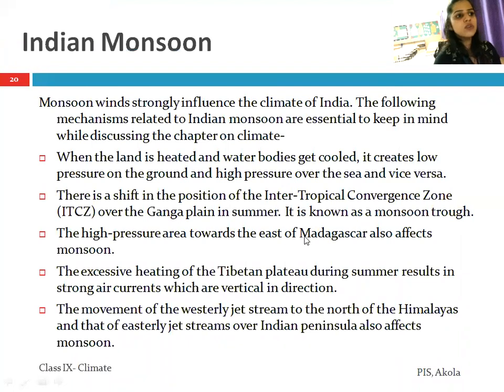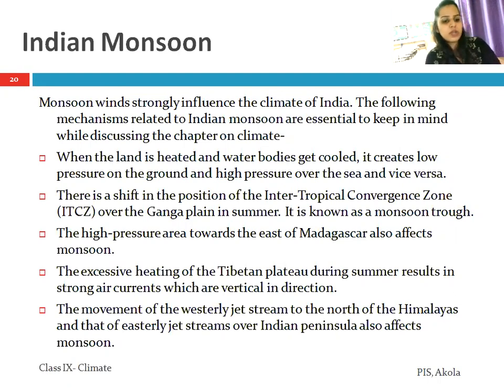So as you can see on the screen, just to remind you all, monsoon is a term which is derived from an Arabic word mausim that refers to seasons. And India experiences monsoon. That is a seasonal change. The cycle of seasonal change is referred to with the Indian climatic condition. That's why India is referred to as a monsoon country. Monsoon winds strongly influence the climate of India. The following mechanisms related to Indian monsoon are essential to keep in mind while discussing the chapter on climate.